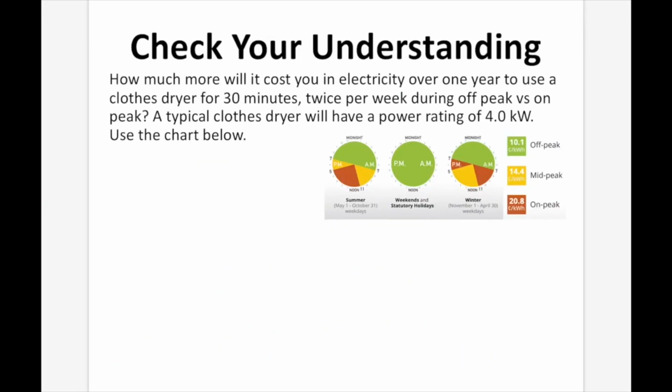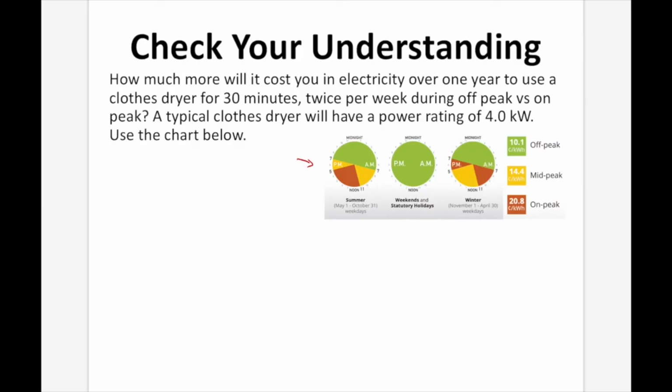How much more will it cost you in electricity over 1 year to use a clothes dryer for 30 minutes twice per week during off-peak versus on-peak? A typical clothes dryer will have a power rating of 4 kilowatts. So you're going to use the chart below here on the right to answer the question. So I want you to pause the video, try the question, and then we'll take it up.